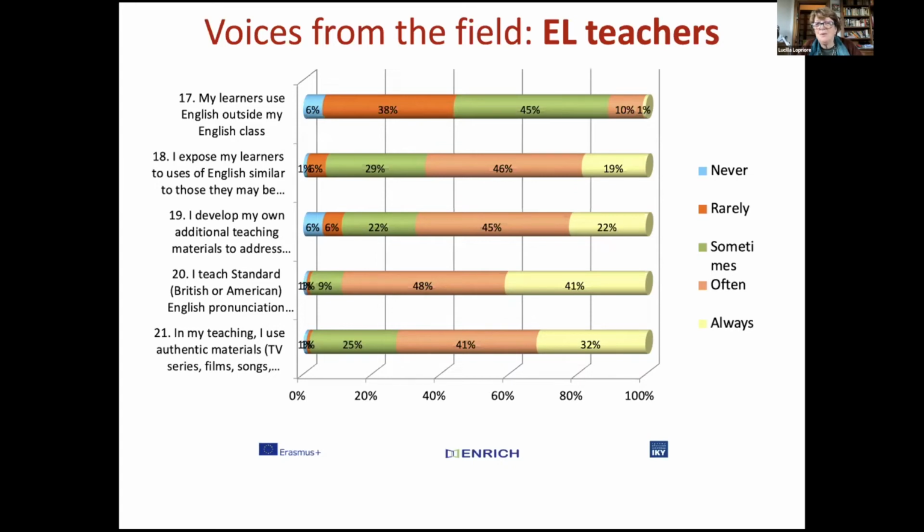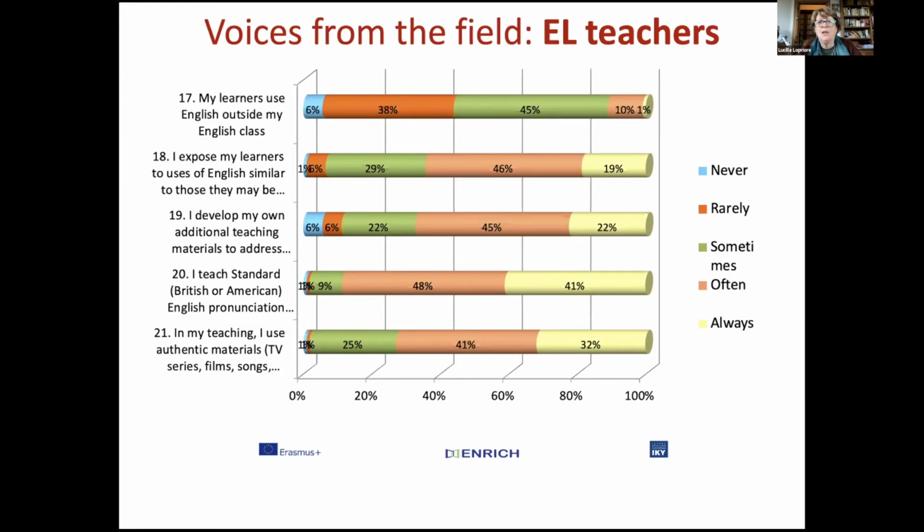And at the same time, they say that they expose their learners to uses of English similar to those that they may encounter. But what do they say about their learners using English outside their English class? They are not sure, because here we've got only 45% that says sometimes, almost no, 1% says always, and 10% often.